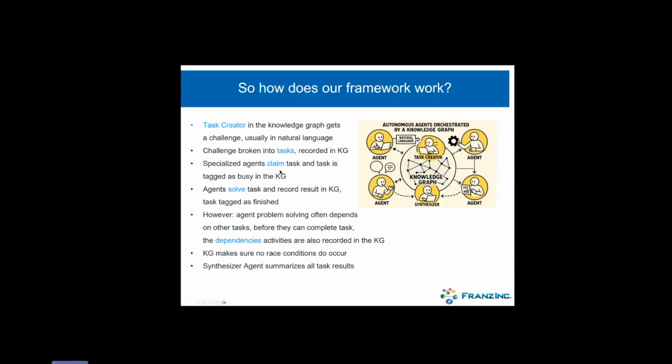So you claim tasks, you solve tasks, but the problem is, in many cases, you just can't take a task and solve it. You actually have to get the results from other agents before you can finish your particular task. So there are dependencies between these agents. And if you have dependencies, you get race conditions. So you also have to deal with race conditions. And then finally, when everything is done, there's the synthesizer agent that summarizes all the task results and will tell you.